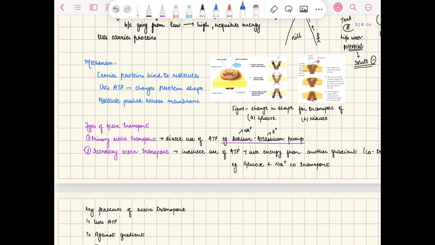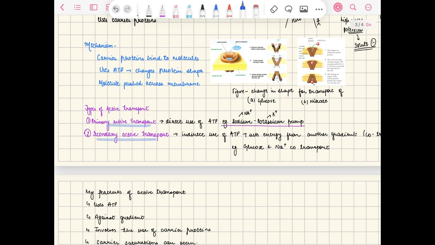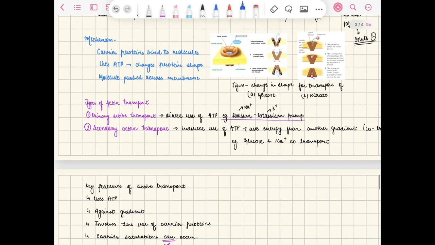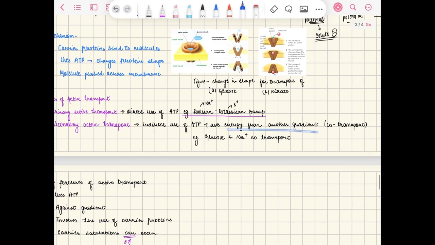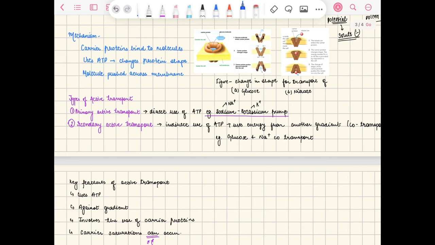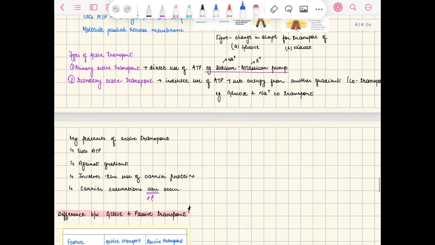Now, what are the types of active transport? There is primary active transport and secondary active transport. Primary active transport directly uses the ATP, like the sodium-potassium pump, whereas secondary active transport uses ATP indirectly. It uses energy from another gradient, that is co-transport. For example, glucose and sodium co-transport. Now, we don't have to go into detail about this. We just have to know the definition and the overall things. When you study the chapter that requires it, there you will learn it in detail if it is required. Okay.